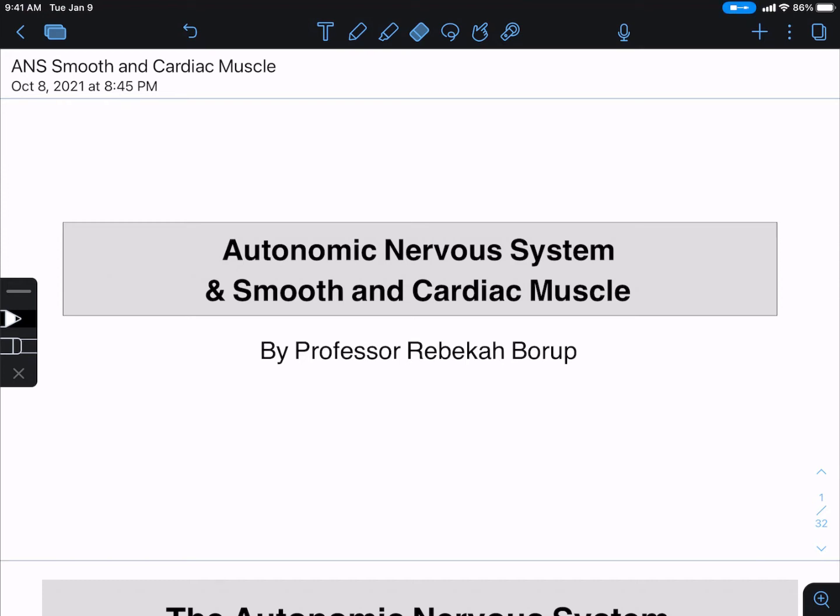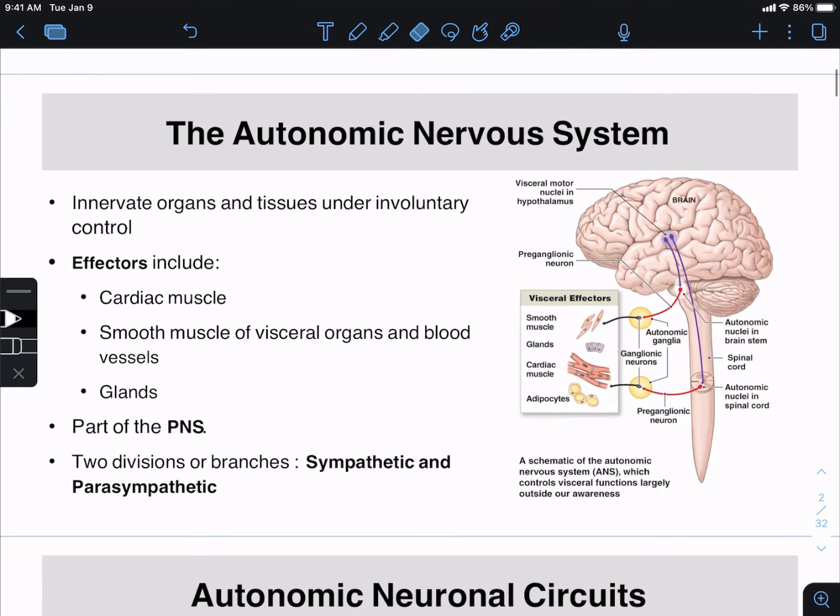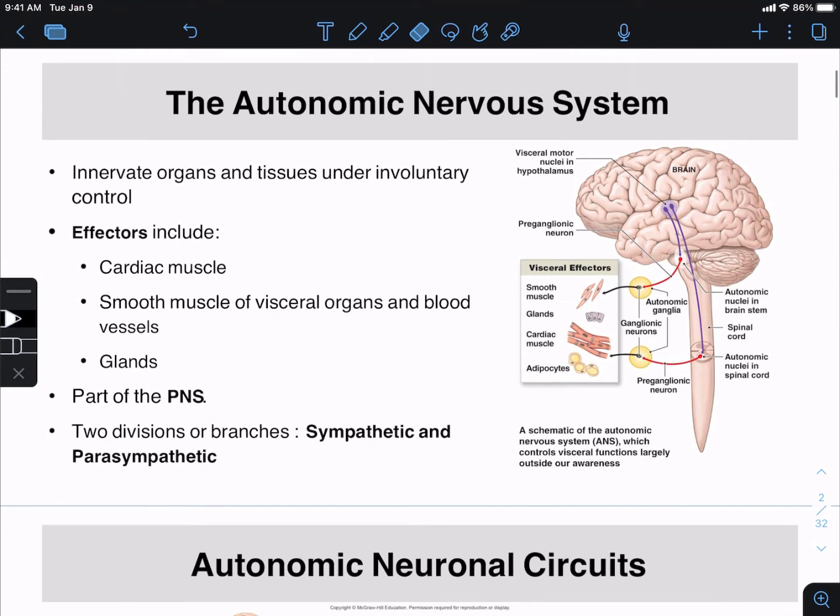Hello and welcome back. We're going to be talking about the autonomic nervous system, smooth muscle, and cardiac muscle. My name is Dr. Rebecca Borup. We'll begin with a brief overview of the autonomic nervous system.